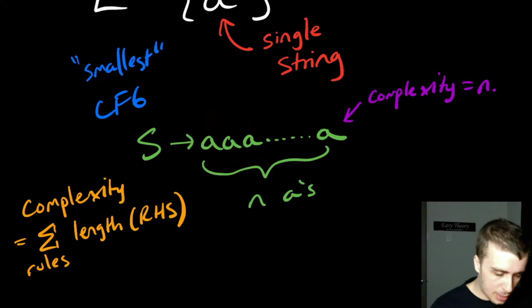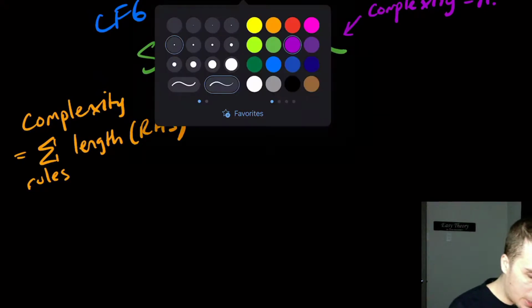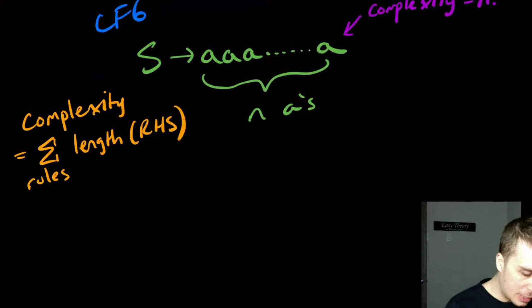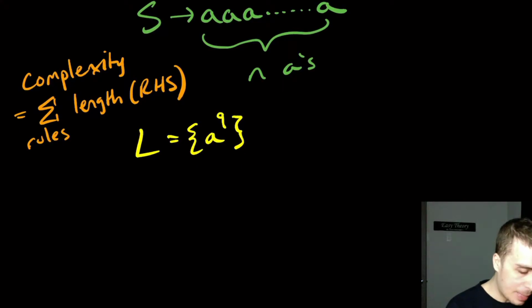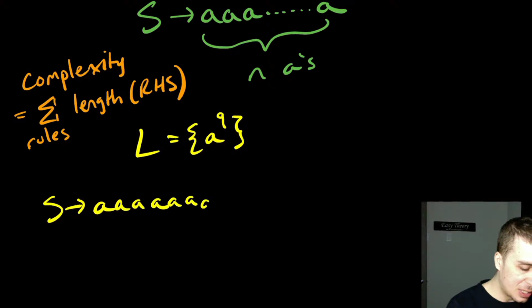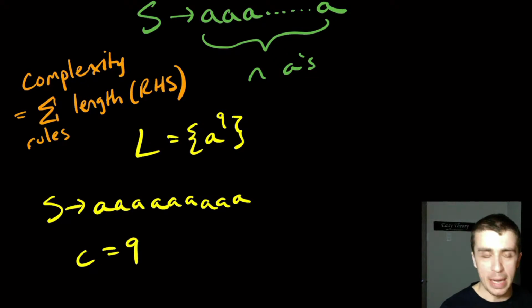So let me show you where this can actually do better. Let's suppose that we wanted the language which is a to the 9. So there are 9 a's. One way, obviously, we can go is the same idea. We have 1, 2, 3, 4, 5, 6, 7, 8, 9. So this would have a complexity of 9. I'm going to call it C for now.